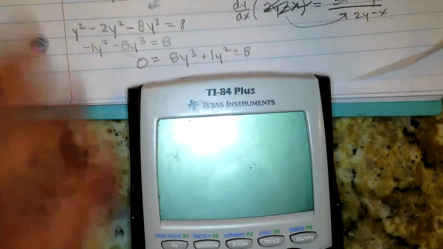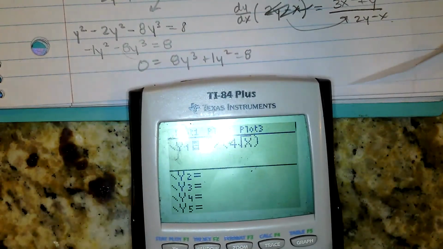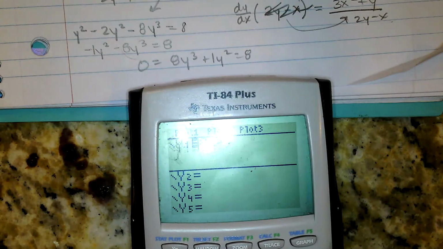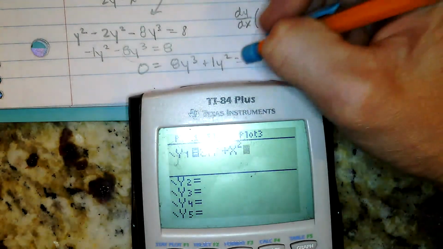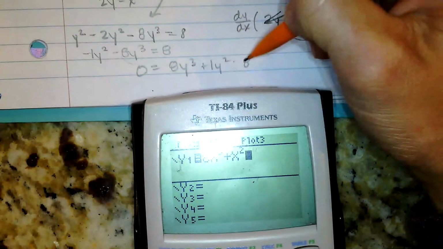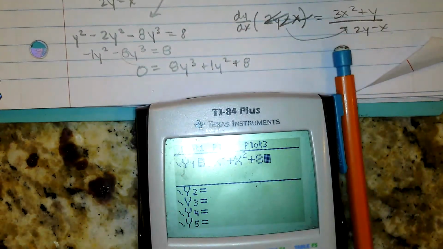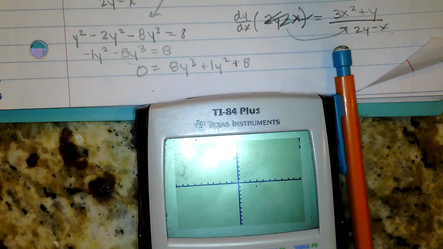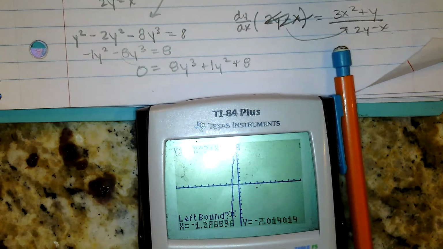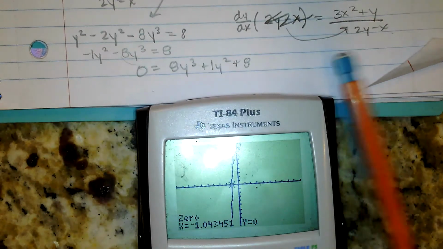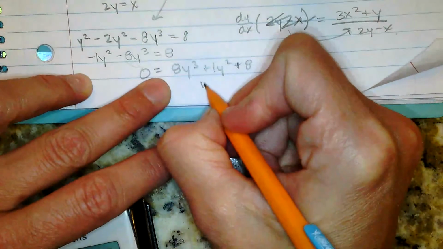I'm going to find the solutions for y using a calculator. So I'm going to graph 8x cubed plus x squared minus 8. Get that image, find some y answers, just one answer. Second trace, find your 0. Left bound, left is underneath here, right bound, right is up above, and get negative 1.043. So y equals negative 1.043.